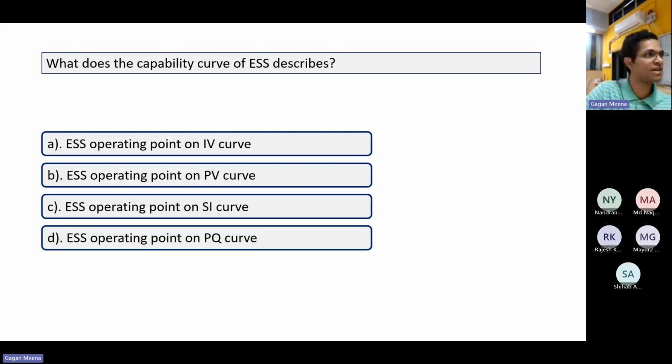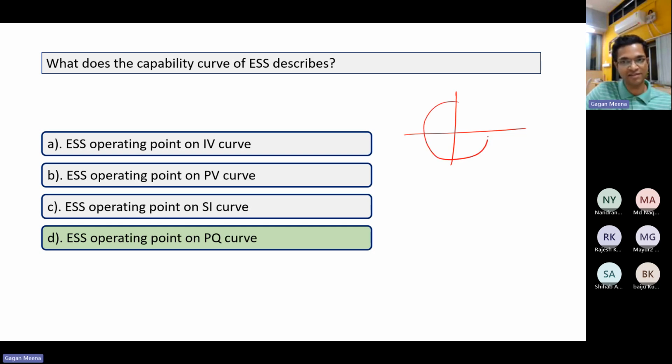Right now I'm on this slide. What does the capability curve of energy storage describe? Is it visible? Yes, visible. Okay, so any guess? What's the answer? TSS operating point on the PQ curve. Yes. All the capability curves we have as PQ curve. In conventional generator curves also you would have seen.